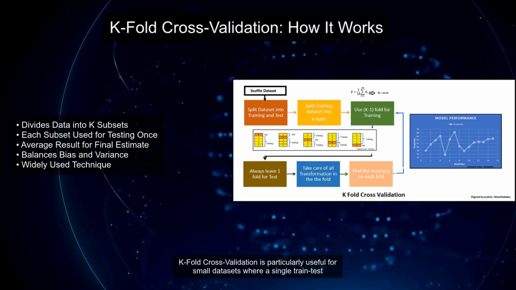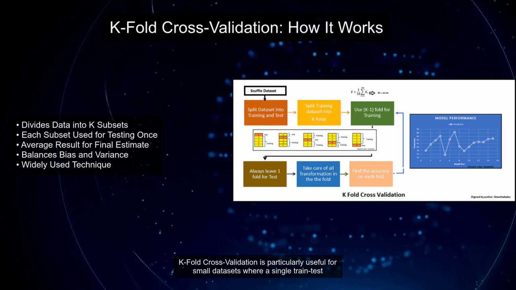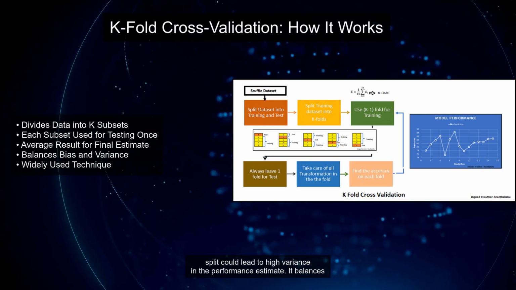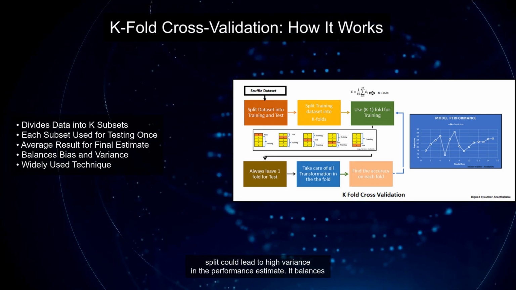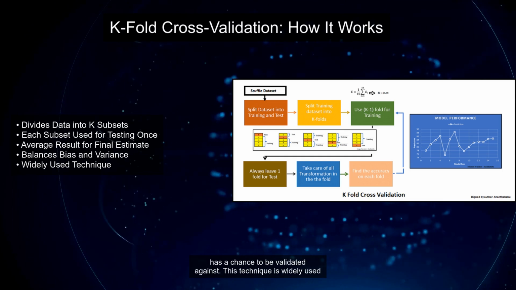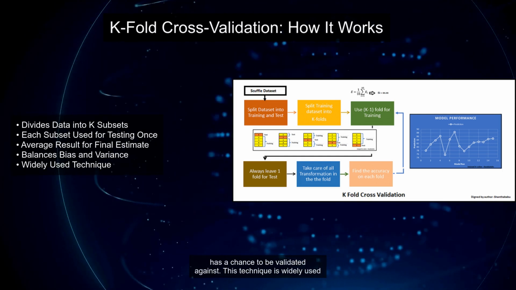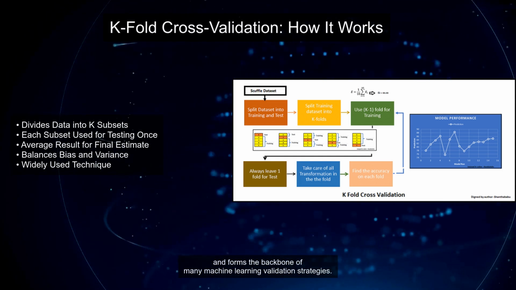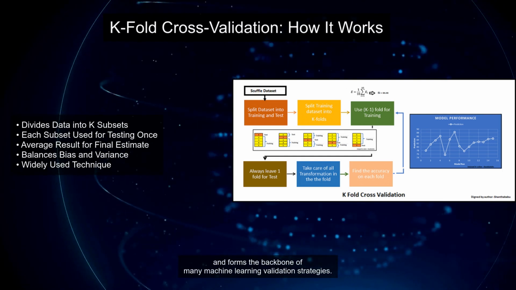K-fold cross-validation is particularly useful for small datasets where a single train/test split could lead to high variance in the performance estimate. It balances the trade-off between bias and variance by ensuring that every data point has a chance to be validated against. This technique is widely used and forms the backbone of many machine learning validation strategies.